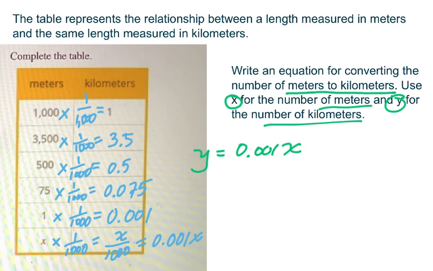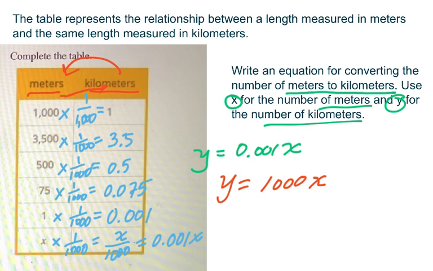If you chose the wrong answer of Y equals 1,000x, then I think you might have mixed up the order a little bit. It's tempting to use 1,000 because there is a relationship of 1 and 1,000, but that's if you're going the other direction. If you have a kilometer and you're multiplying it to find the number of meters. But we are taking the number of meters and we're multiplying it by something to find the number of kilometers.